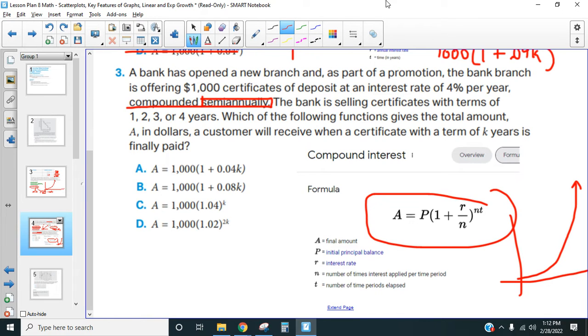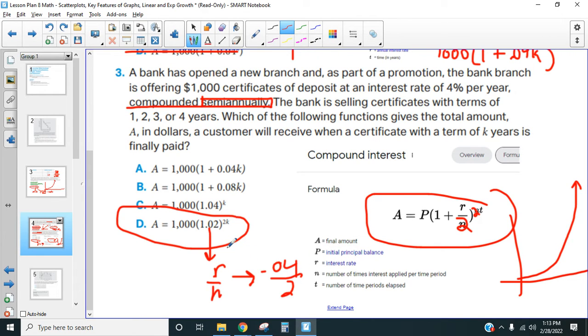Two times. So what that represents is right here, the letter N. N is the number of times in the year in which it's compounded. So it's got to be D. The reason is the rate is still 4%. So in the parentheses here is this step where it says R over N. R over N is 0.04 divided by 2. And that's where the extra 0.02 comes from.